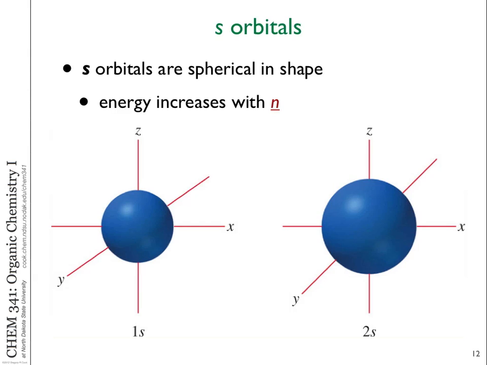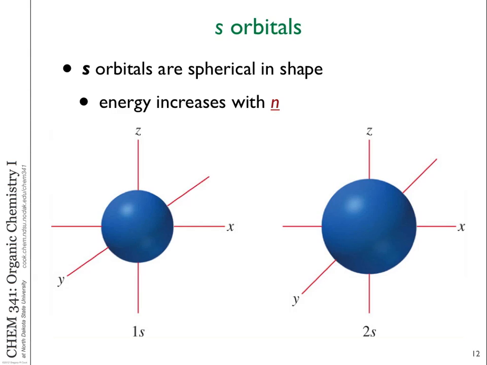Okay? So in organic chemistry, we deal a lot with s orbitals and p orbitals. So you should know something about the shape and properties of them. What I've been showing so far are s orbitals, which are spherical in shape. So a hydrogen atom has a 1s orbital. 1 being the principal quantum number, s being the type of orbital it is, and this happens to be a spherical orbital.